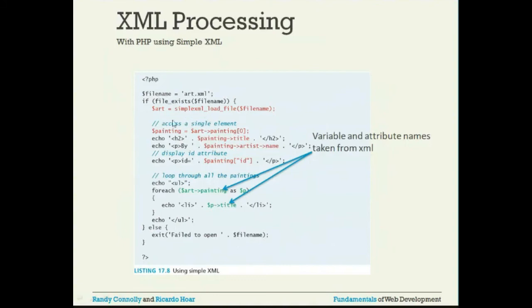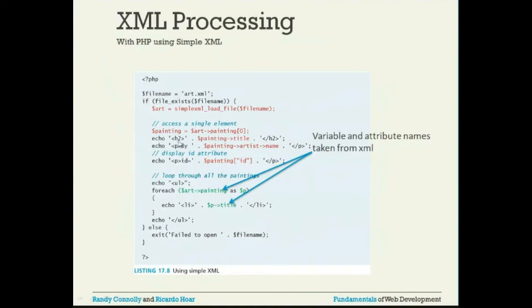If the file is present, then you are loading that file. $art is equal to simplexml_load_file, and you give the file name, which is art.xml. Access the single element: now $painting is equal to $art->painting. This is the first element, index 0, which means it is the first painting element. It is going to access that single element.